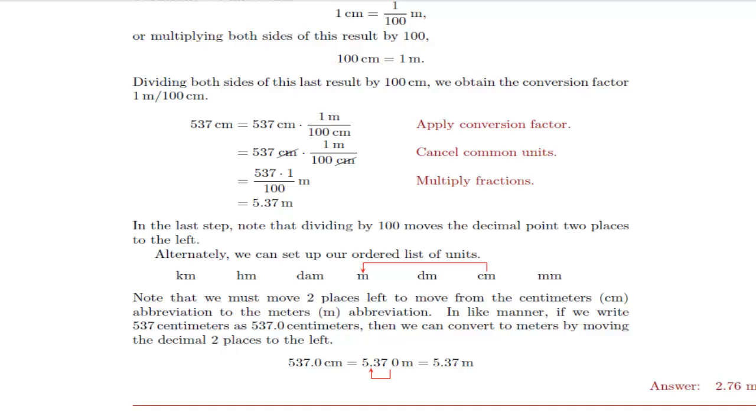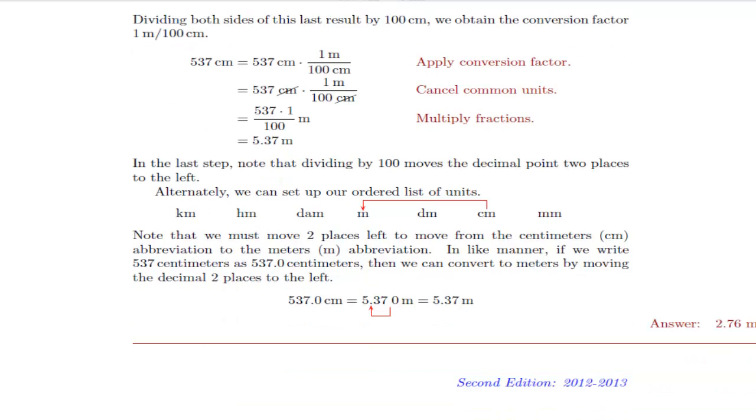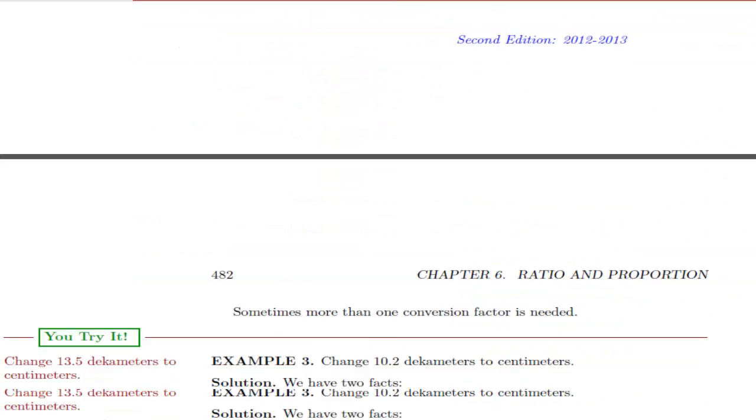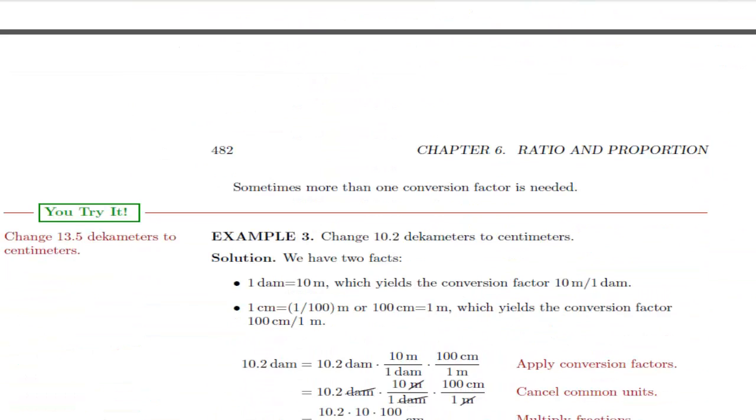In like manner, if we write 537 centimeters as 537.0 centimeters, then we convert to meters by moving the decimal 2 places to the left. So 537.0 centimeters equals 5.37 meters. Sometimes more than one conversion factor is needed.